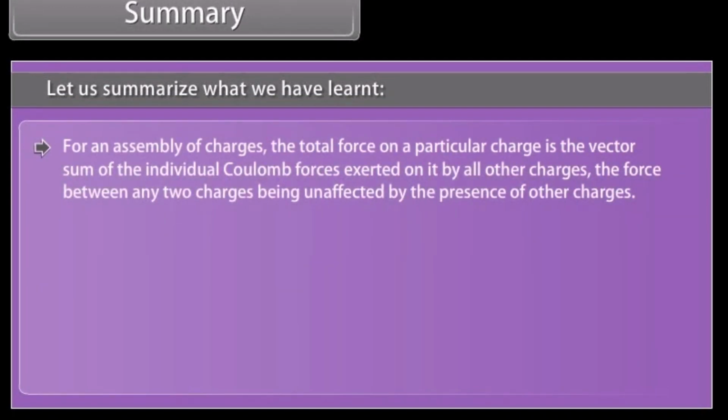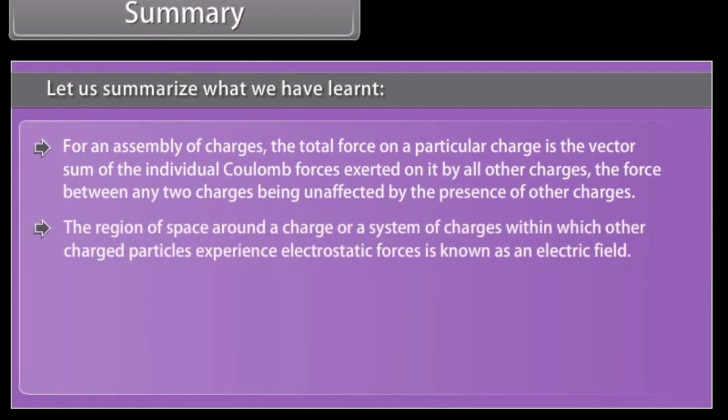For an assembly of charges, the force on a particular charge is the vector sum of the individual Coulomb forces exerted on it by all other charges, the force between any two charges being unaffected by the presence of other charges. The region of space around a charge or a system of charges within which other charged particles experience electrostatic forces is known as an electric field.